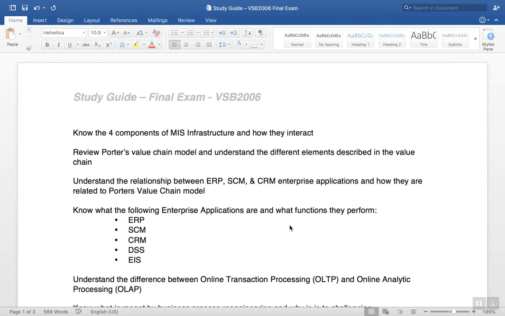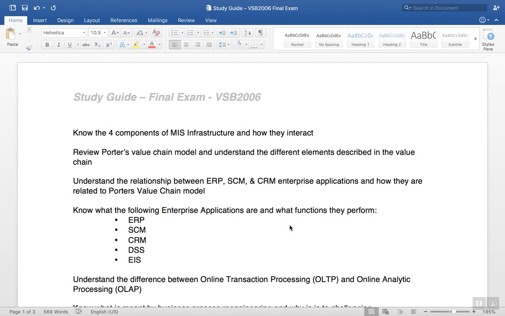So the things you're going to want to know. The final exam will cover points we've talked about over the course of the term, not necessarily in as much detail, but these are the key high level points that you're going to want to make sure you understand going into the exam.